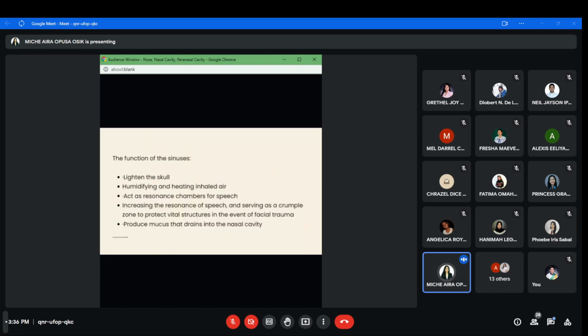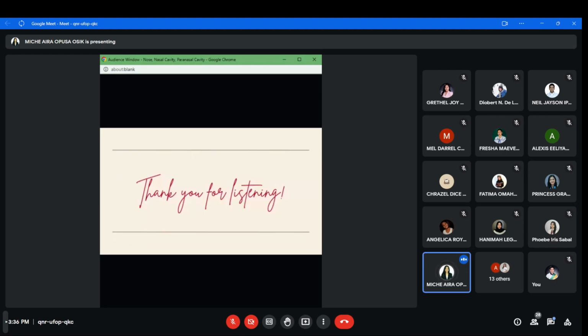So the function of the sinuses includes lightening the skull, humidifying and heating inhaled air, acting as resonance chambers for speech, increasing the resonance of speech, and serving as a crumple zone to protect vital structures in the event of facial trauma, and producing mucus that drains into the nasal cavity. So that concludes my report about the components of the respiratory system, the nose, the nasal cavity, and the paranasal sinuses. Thank you so much for listening.